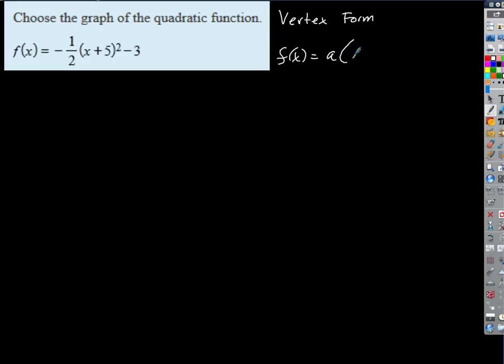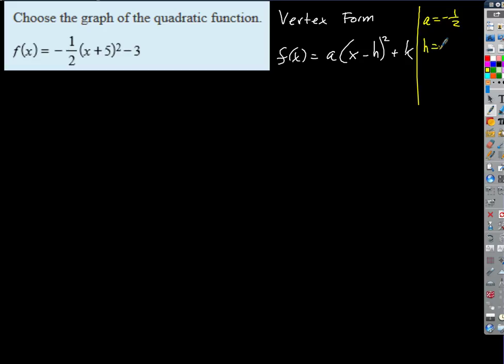So just a times the quantity x minus h, squared, plus k. There you go. Good. And so what are the values of our parameters here? What's a equal to? Negative 1/2. Good. What's h equal to?